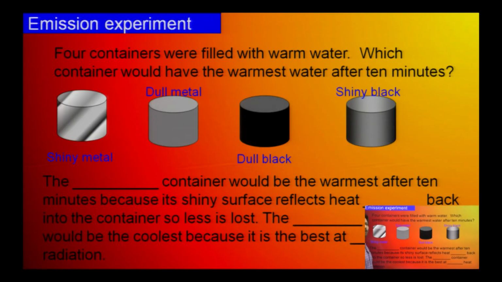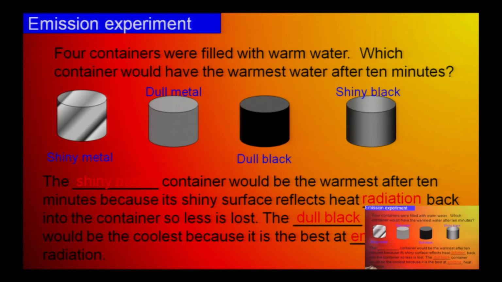Okay. So, four containers filled with warm water. Which container would have the warmest water after 10 minutes? Shiny metal, dull black, or shiny black? Let's see. The shiny metal container would be the warmest after 10 minutes because its shiny surface reflects heat radiation back into the container, so less is lost. The dull black container would be the coolest because it is the best at emitting heat radiation.